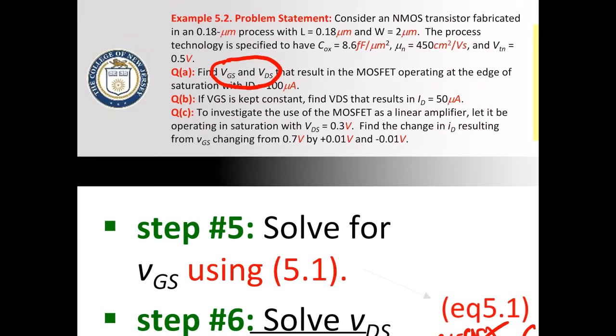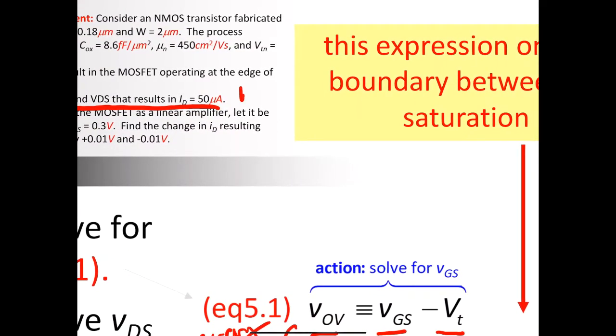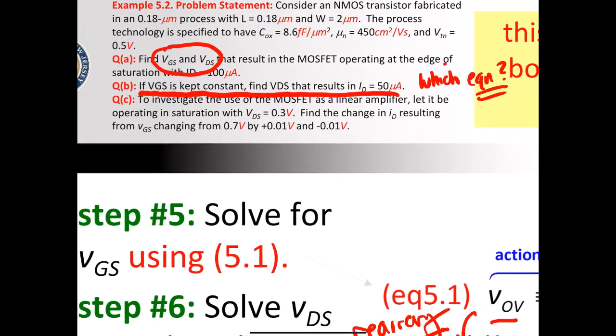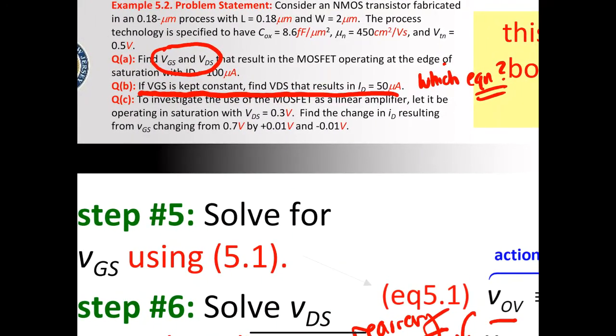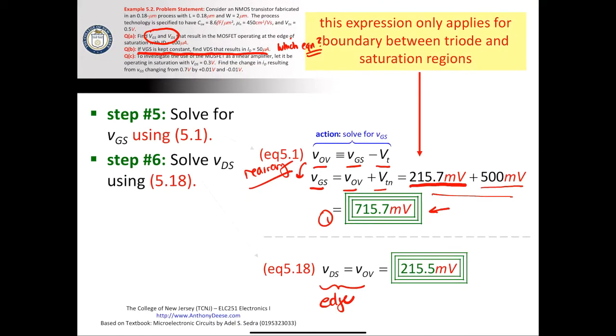See if I can zoom in here to part B. If VGS is held constant, find the VDS that results in ID equaling 50 milliamps. So again, I'm going to ask the same question: which equation do we need to use? That is a constant question we're going to ask ourselves in these types of problems.